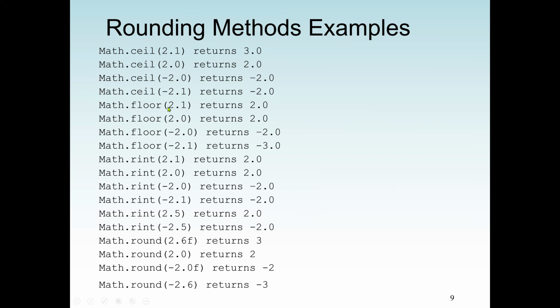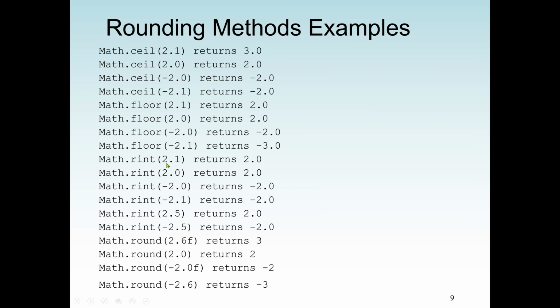Now floor will round it down. So 2.1 will give me 2.0. And 2.0 is the same, 2.0. Negative 2.0 is also the same, negative 2.0. But negative 2.1, we are rounding it down. Negative 2 is bigger than negative 2.1, so the answer will be negative 3. Negative 3.0 is less than negative 2.1.